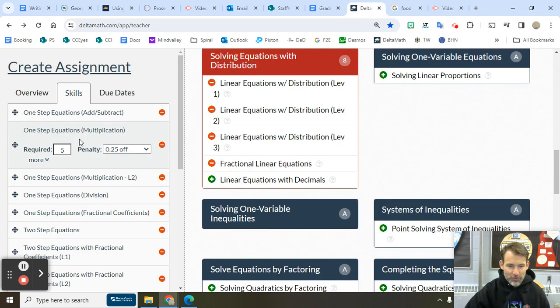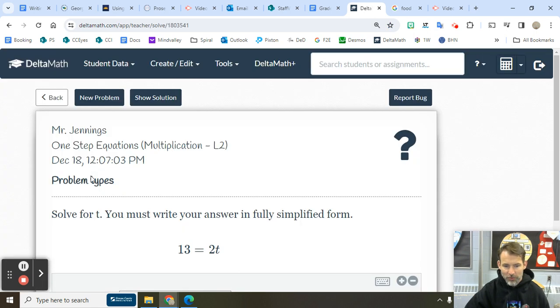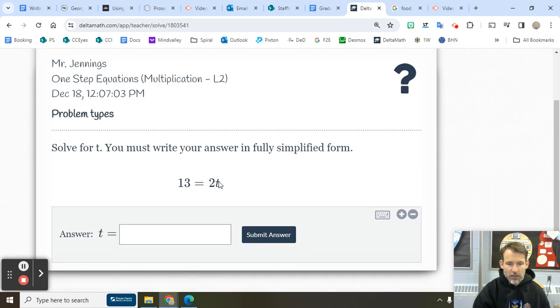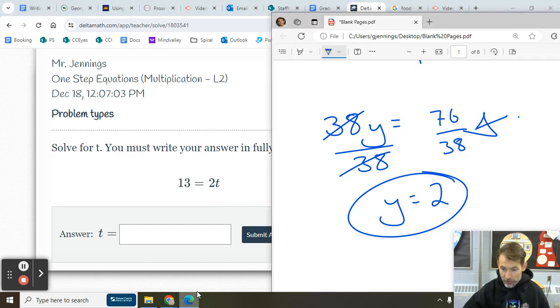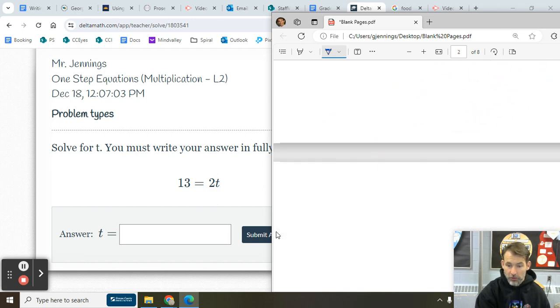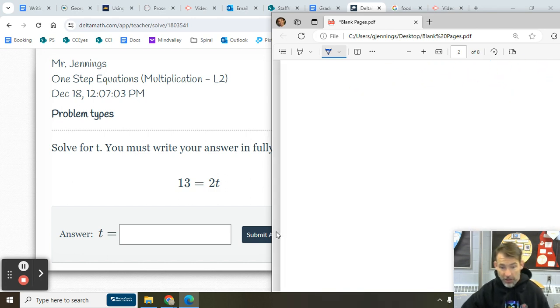Okay, so let's look at the next level of multiplication. Solve for t. You must write your answer in fully simplified form. Oh my goodness, it's not going to give us an integer. We do it in the same way, and we're going to include our skills of simplifying fractions. So I copy out the question. 13 is equal to 2t.